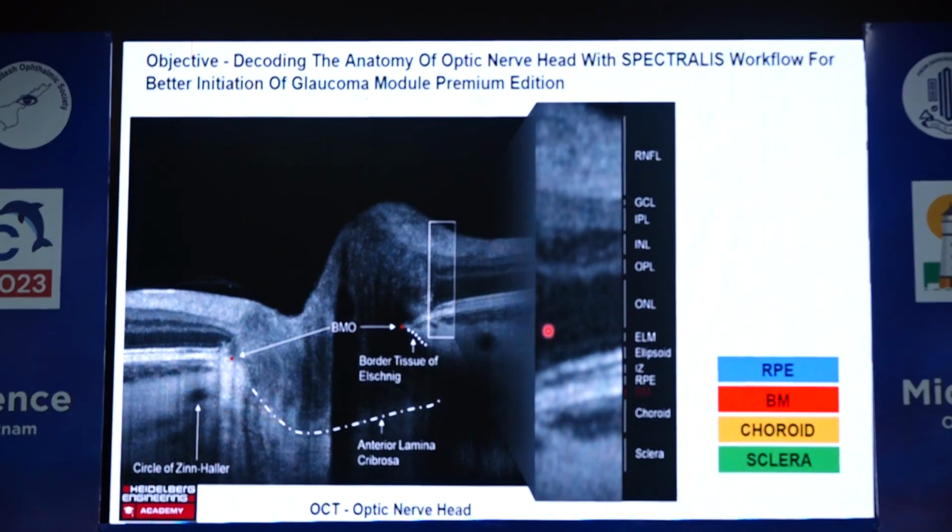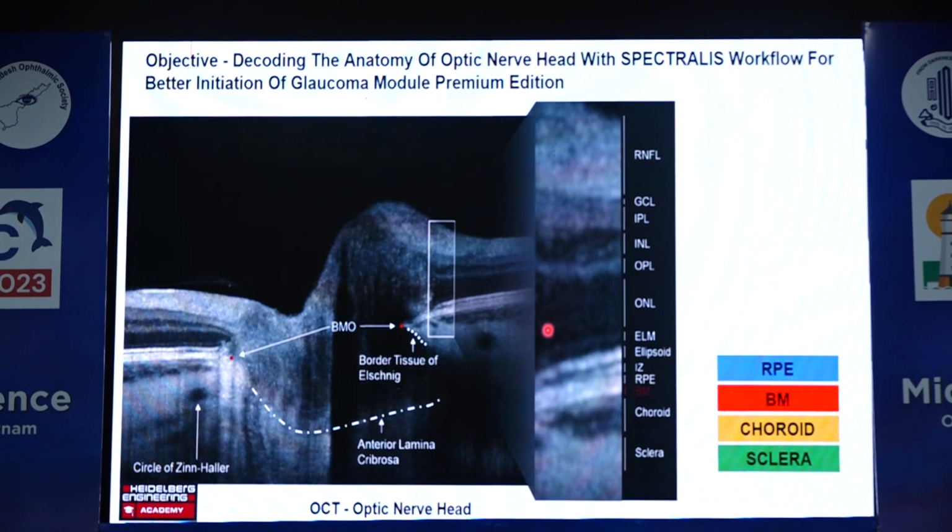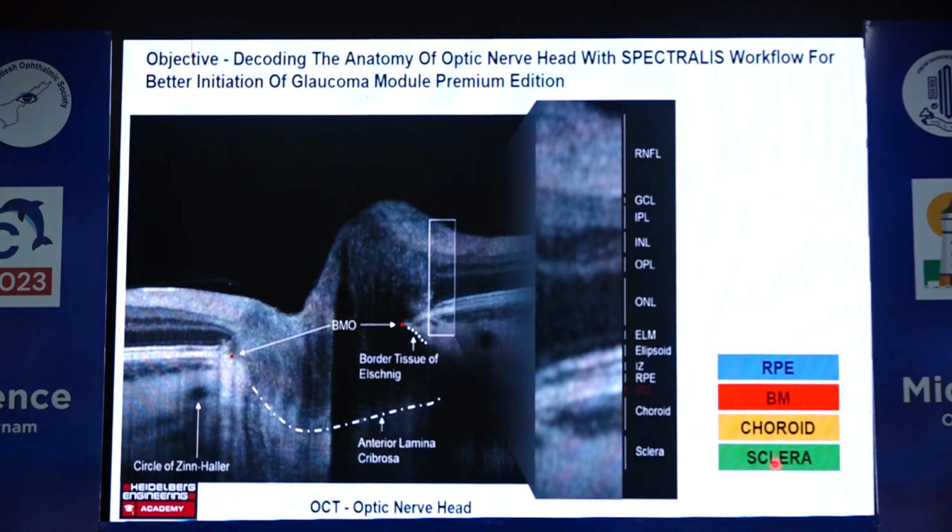So let us decode this Glaucoma Module Premium Edition, which is the new kid on the block for diagnosing glaucomatous patients with OCT. I have used this template here. The blue is the RPE, the red is the Bruch's membrane, choroid, and the green is the sclera, so that we can convey this concept to neophytes in a much simpler way.